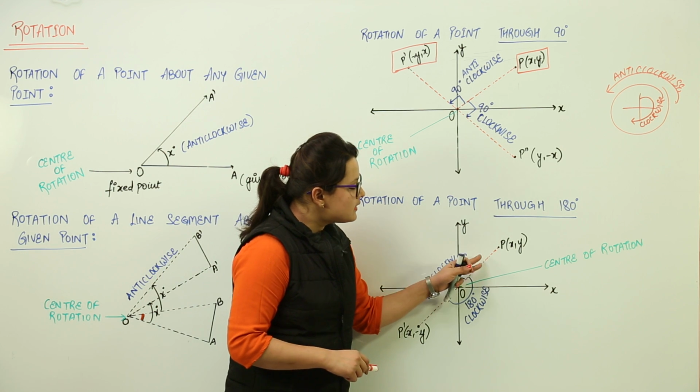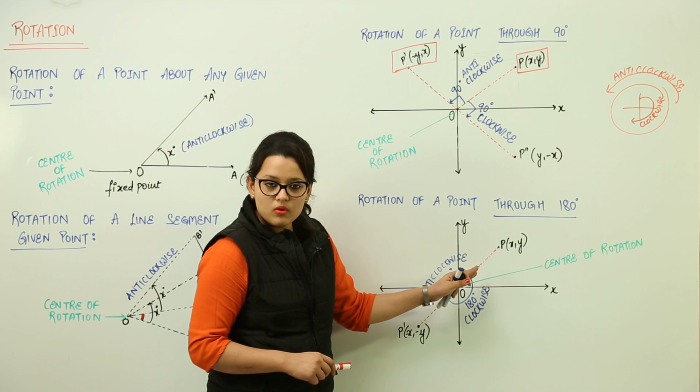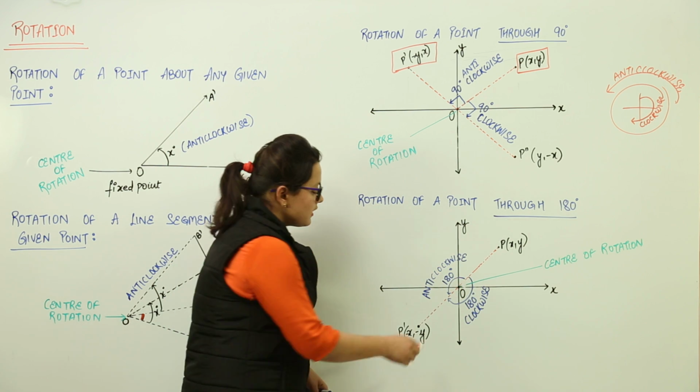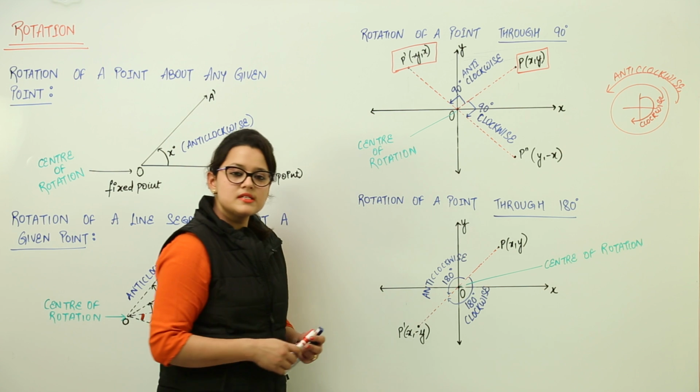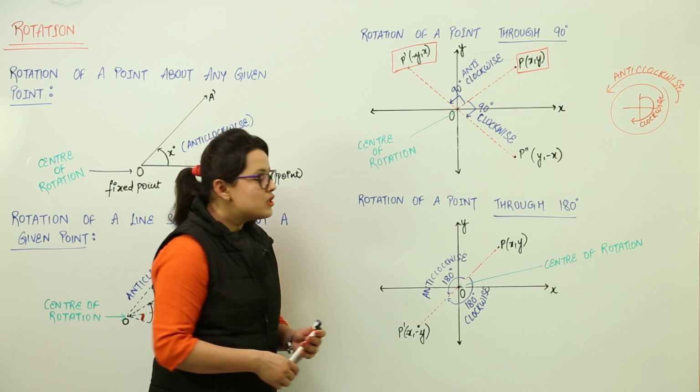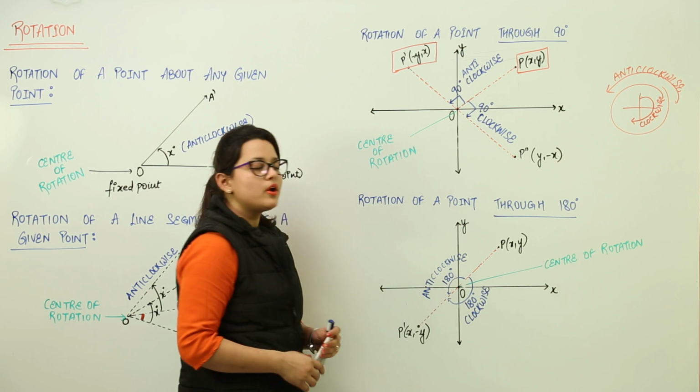But if we rotate this 180 degrees in the clockwise direction, it will rotate this way, right? And again the coordinates are going to remain the same, that is P dash having the coordinates minus x and minus y. So this is how rotation of a point can be done.